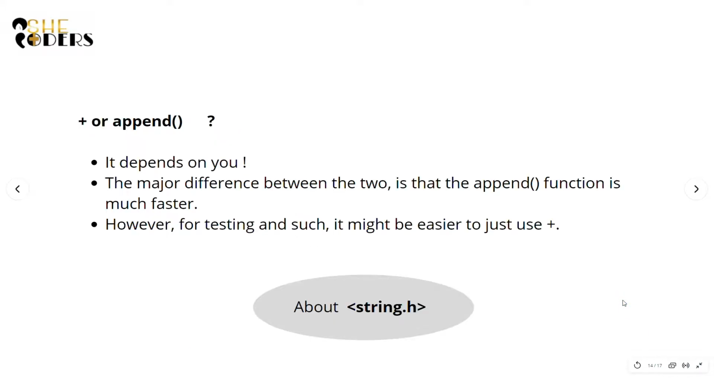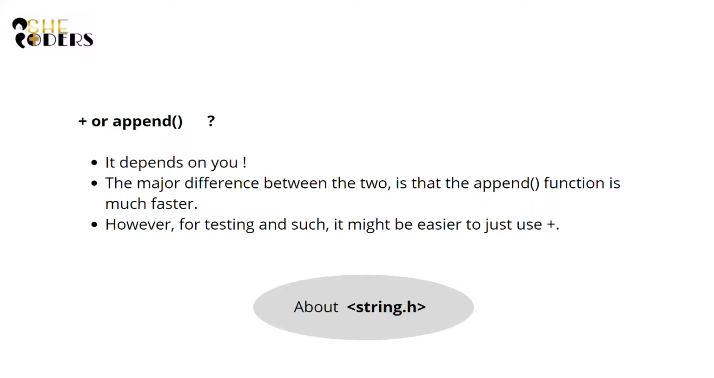Next comes what to use, like plus or append. It actually depends on you, but the major difference between the two is that the append function is much faster. Whatever we are asking the compiler to do, it does it. So in case of the append function, it gives the result much faster. But if you want to see for testing and such, like whether our output is correct or not, like for short for your use, you can use the plus operator. It might be easier actually.